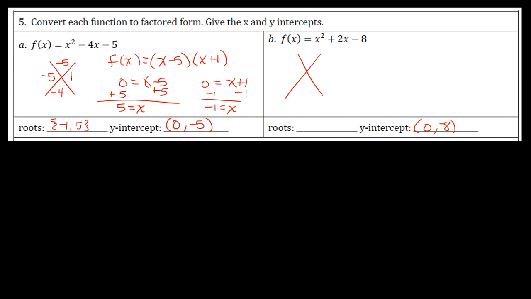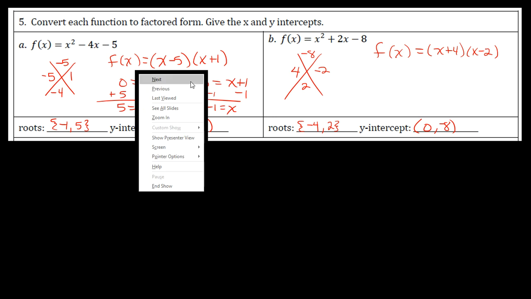So again, we're going to multiply 1 times -8. And then we have a value of 2 on the bottom. So I'm thinking, we're going to have a 4 and a 2, and my 2 needs to be negative in order to get a positive 2. So again, we're just going to have x plus 4, x minus 2, and when I set those equal to 0, that is going to give me roots of -4 and positive 2. Again, your roots are your x-intercepts.